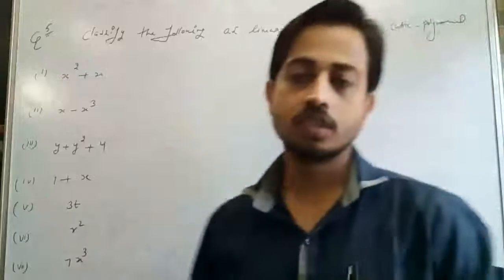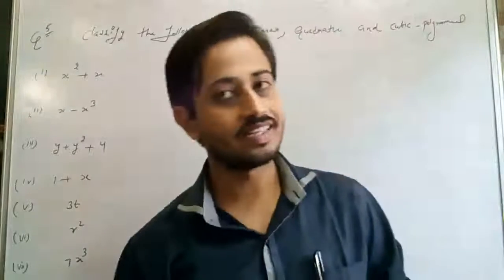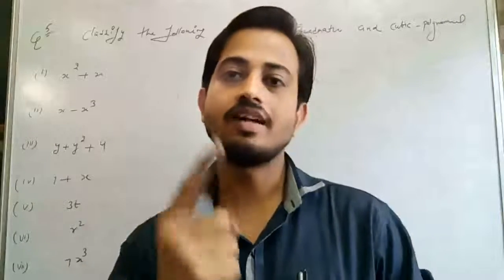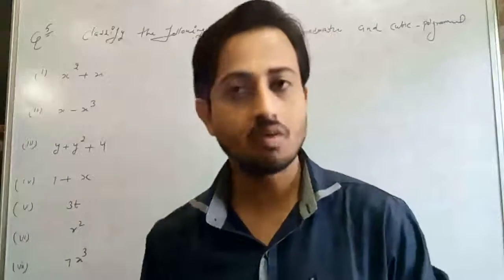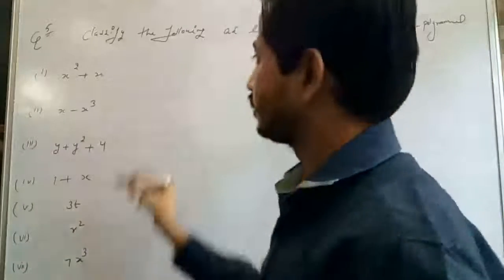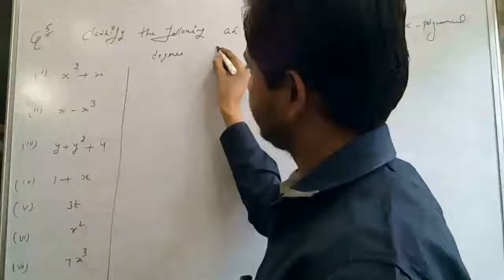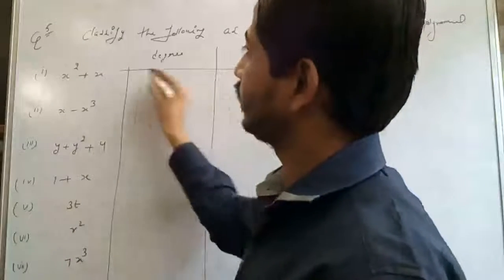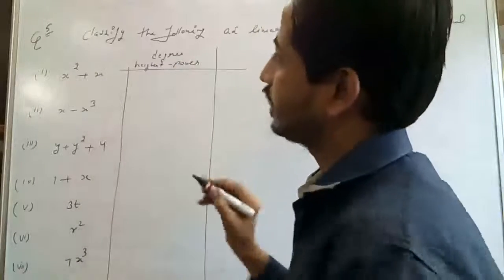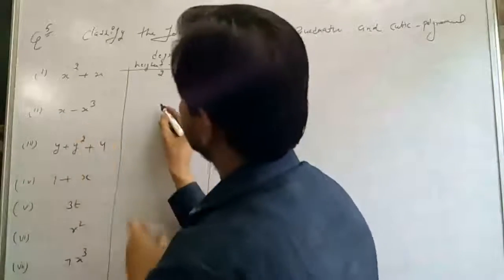So our next question is question number 5. Classify the following as linear, quadratic and cubic, that we already discussed. What is a linear polynomial? The polynomial which has degree 1 is called linear, degree 2 is quadratic, degree 3 is cubic. So we have to look at the degree. Firstly we find the degree, and we know the degree means the highest power. The highest power of x is here 2. The highest power of x is here 3.